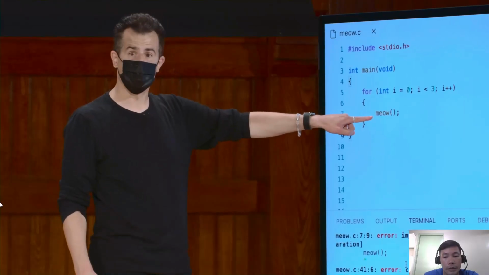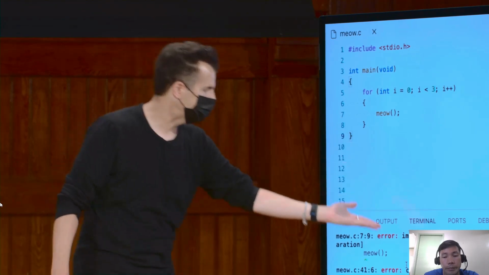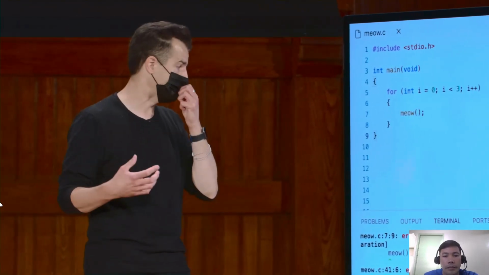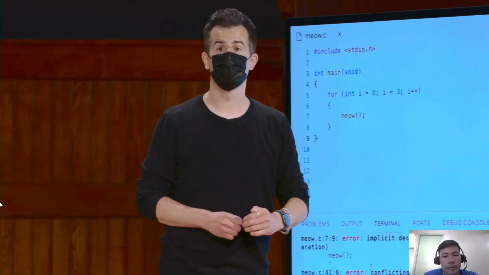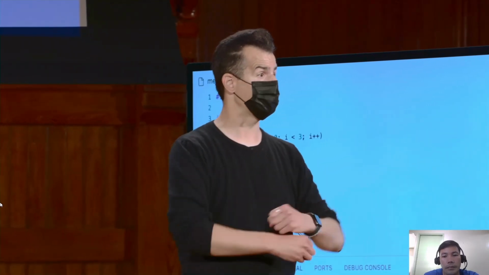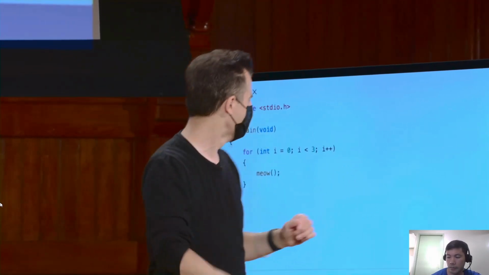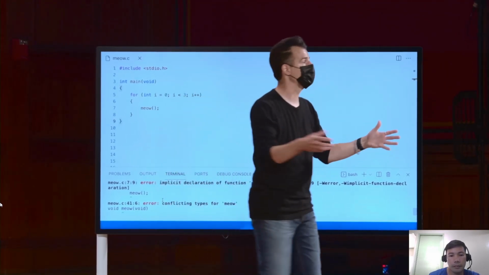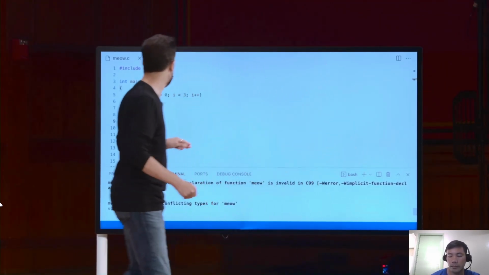Apparently, C does not know what the meow function is. Implicit declaration of function meow is invalid in C99. Well, what does that mean? Declaration of function means your creation of a function. Like I'm declaring that meow exists, but I haven't apparently defined it yet. And then C99 is the version of C from the year 1999, which we generally use here. It's one of the more recent versions.